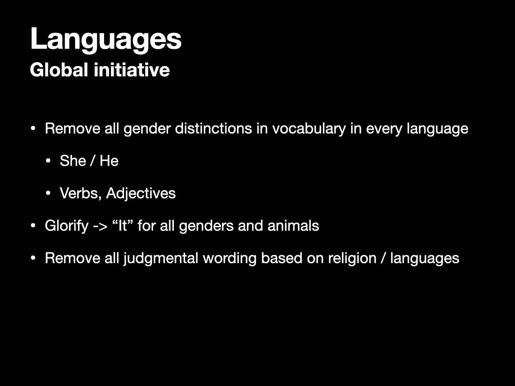Next, we have the culture components of Claritism. We'll first begin with the languages that we use, the natural languages, and hopefully this becomes a global initiative. The key is to remove all gender distinctions in vocabulary in every language. For example, he and she, and all verbs and adjectives that are gender specific. We hope to glorify using "it" for all genders and animals, and we will remove all judgmental wording based on religion or languages in the past.